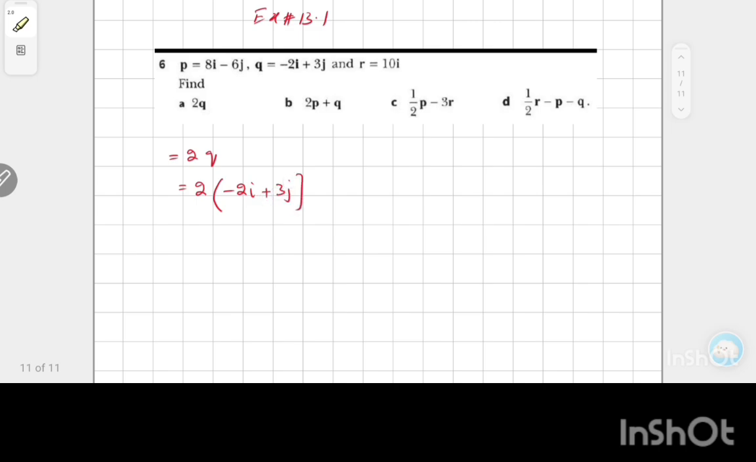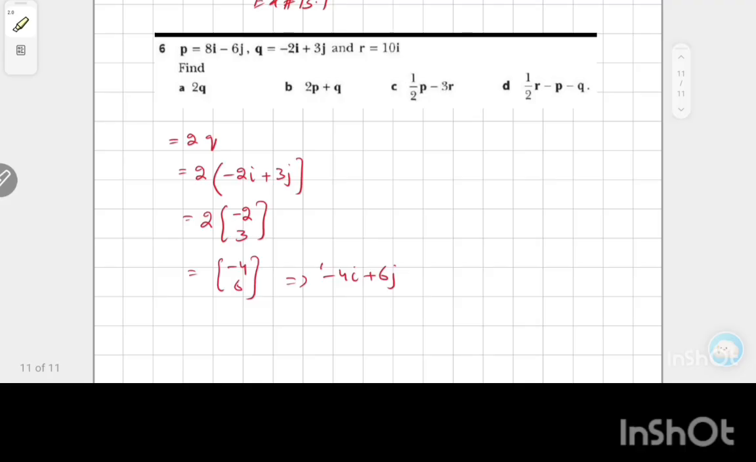Okay, we can also write it in this form: minus 2, the first component, is related to the x-axis, and j represents the y-axis, it will be 3. We can write it in this form. It's also a vector form, a matrix form. So if we multiply 2 by minus 2, it will be minus 4. 2 times 3 is 6. We got the answer for 2q. We can also write it in this form: minus 4i plus 6j. Both answers are in the correct form.